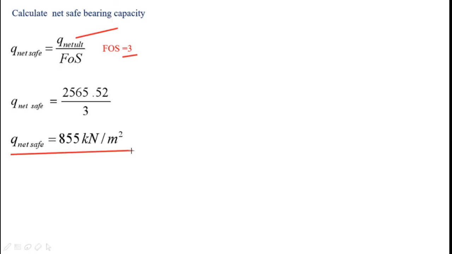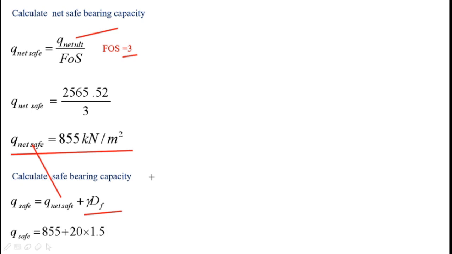How do we determine safe bearing capacity from net safe bearing capacity? Just add the value of gamma Df to your net safe bearing capacity and you will get q safe. So I have just added gamma into Df in the equation, and this is the value of q safe. Okay, so this is how you can determine bearing capacity using the plate load test.